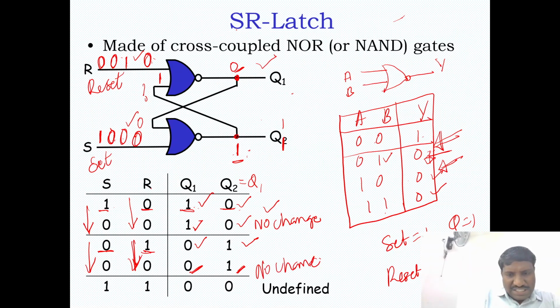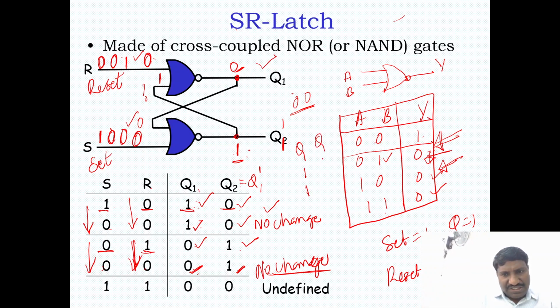Now we need to understand how it is no change. Q1 is 1, Q2 is 0, 0 0 applied, no change. Let's suppose Q is 0 and Q1 is 0, Q2 is 1, which is Q1 bar itself. Even if you apply 0 0 once again, no change. So no change is the case where, when you apply 0 0, the current value of Q remains the same. If it is at 1, it will continue with 1. If it is at 0, it will continue with 0. That is what one has to understand.